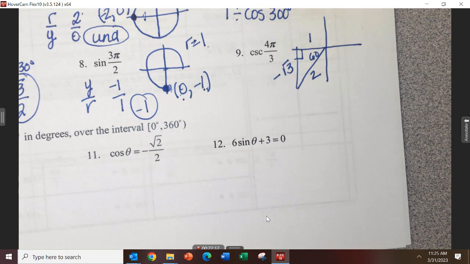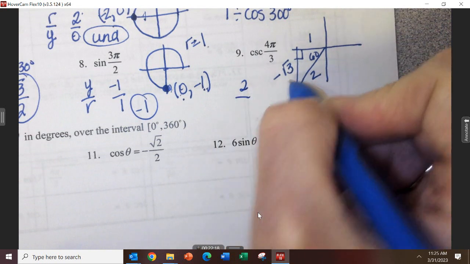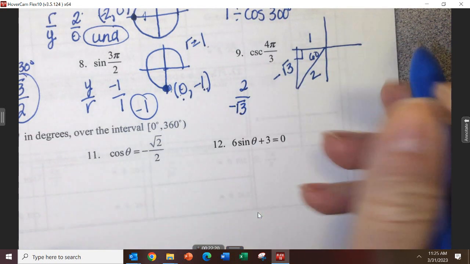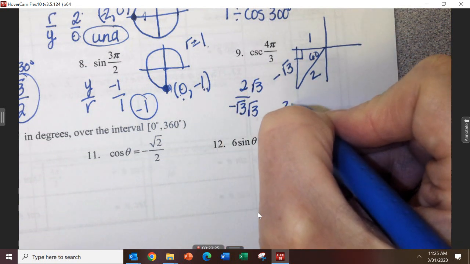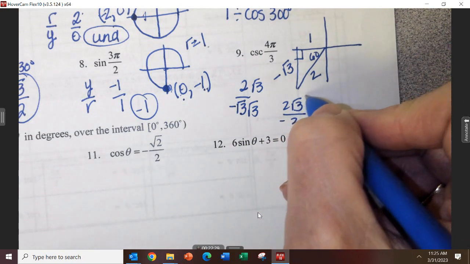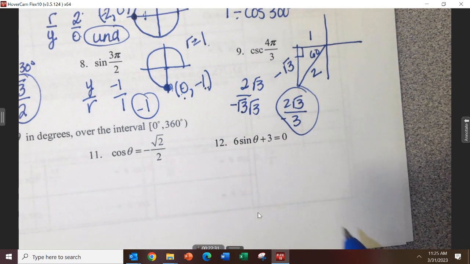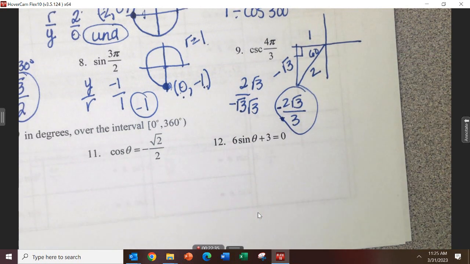We have to do r over y. So r is going to be 2, y is negative radical 3. We don't leave radicals in the denominator, so we get 2 radical 3 over -3, and you can put the negative anywhere you want. Put the negative there. Okay? Some of you have that and just didn't say it?